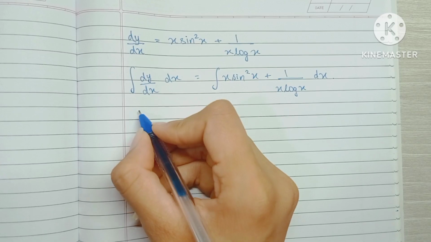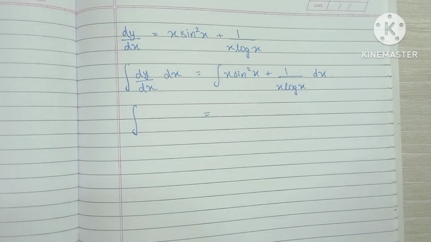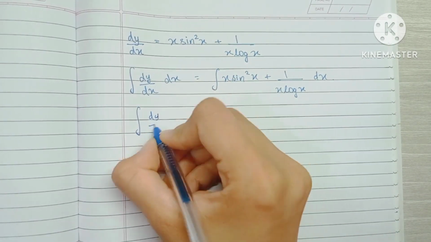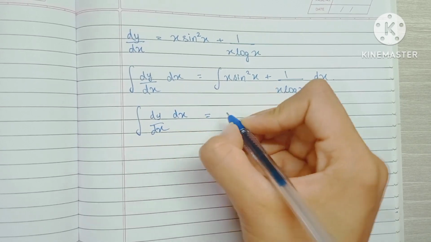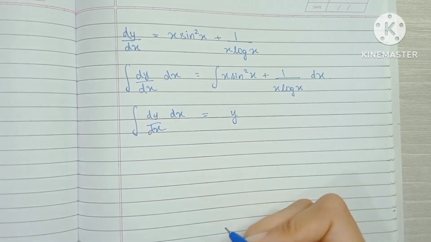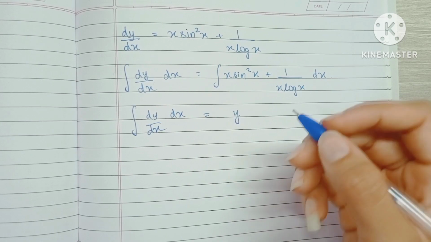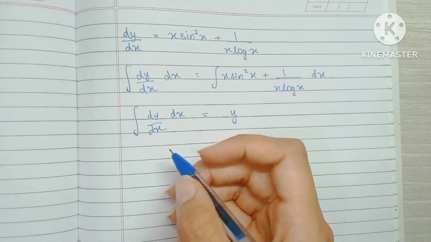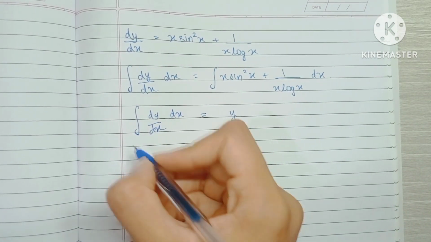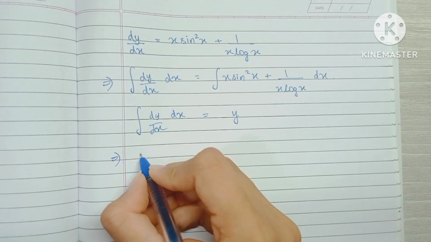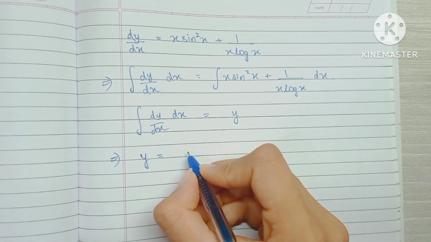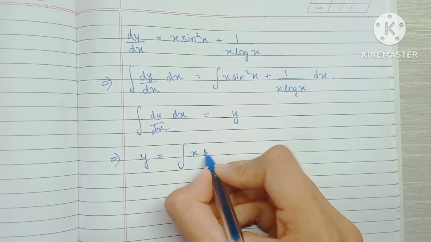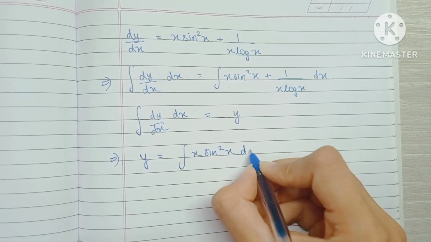Now this becomes just y. So the integration of dy by dx with respect to x is going to be just y. We can add a plus c, but we're going to be adding that later anyway. So the left side of the equation becomes y, and it's equal to, so I'm going to be integrating this into separate integrals.